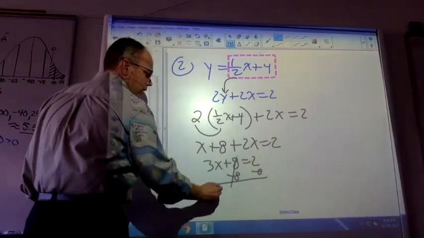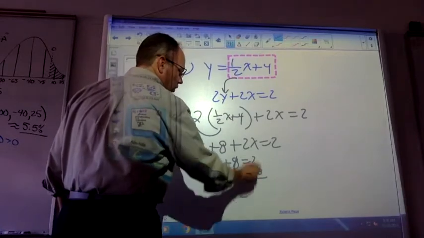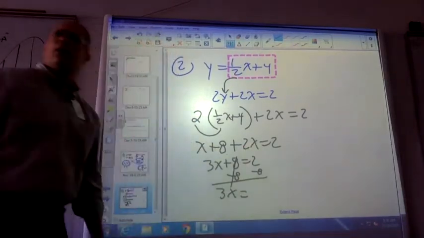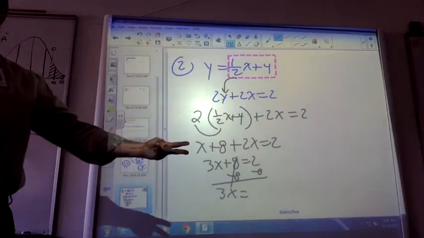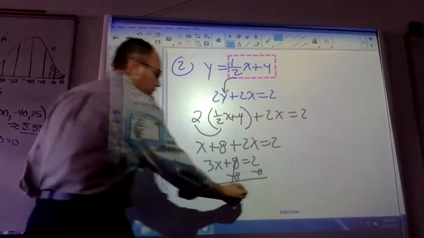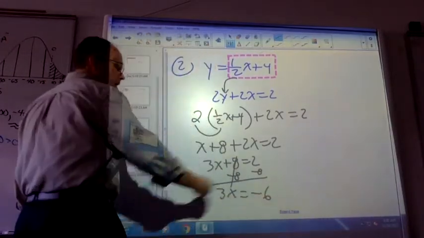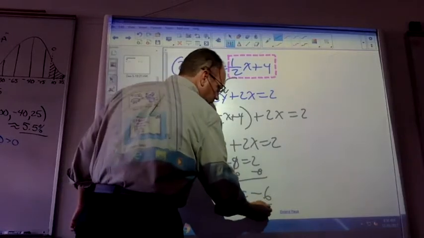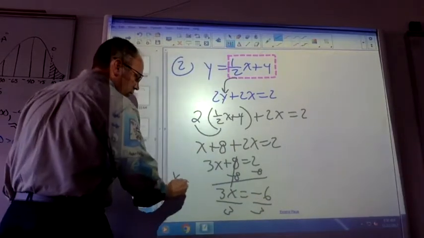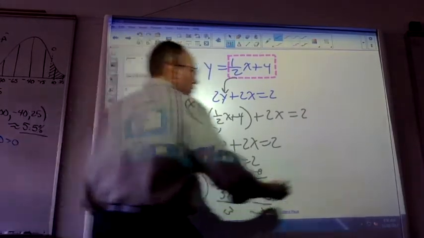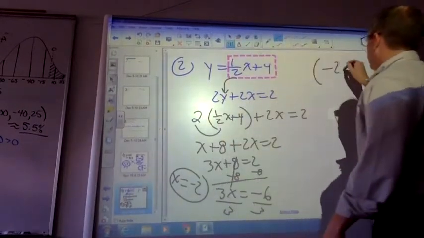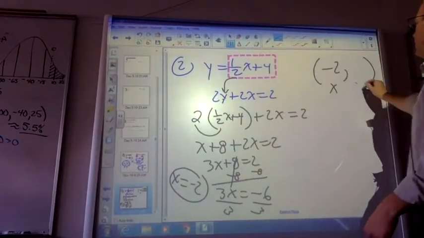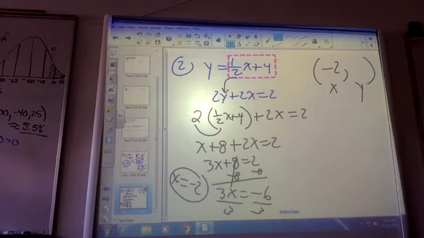Okay, so those cancel. That leaves me 3x is equal to 2 minus 8. 2 minus 8. I have $2 in my pocket, and I owe 8, so that's negative 6. Good. All right. And then divide each side by 3. So I do find that x is equal to negative 2. So part of my answer is negative 2. That's the x component. I need to find the y component.